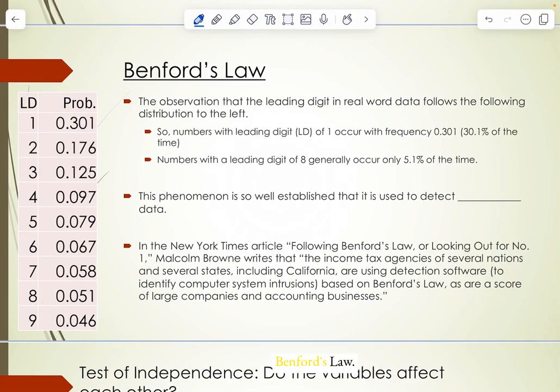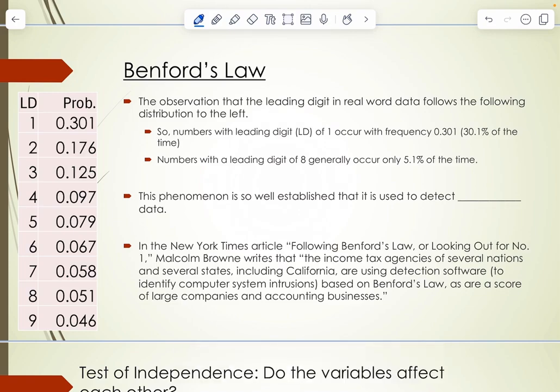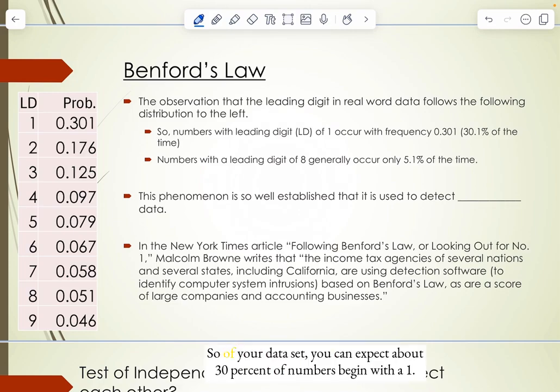Now, a few words about Benford's law. It is the observation that the leftmost digit in real-world data follows the distribution shown to the left. That's what Benford's law is. It's very interesting how that just sort of happens. Numbers with a leading digit of 1 occur with a frequency of 0.301. That's 30.1% of the time. So in your data set, you can expect about 30% of numbers to begin with a 1.